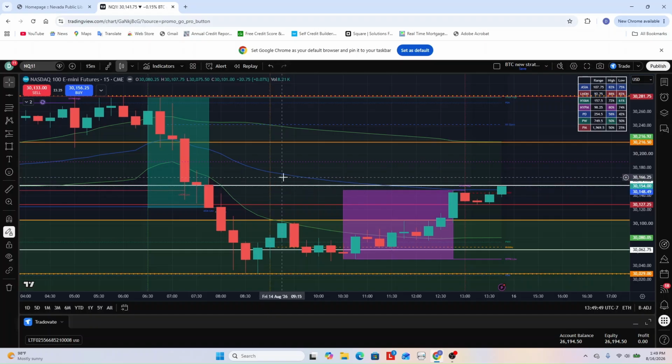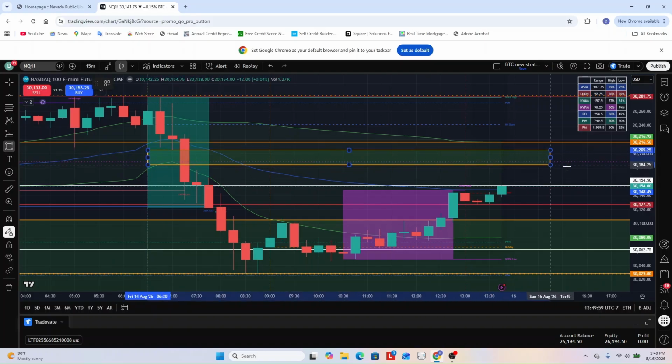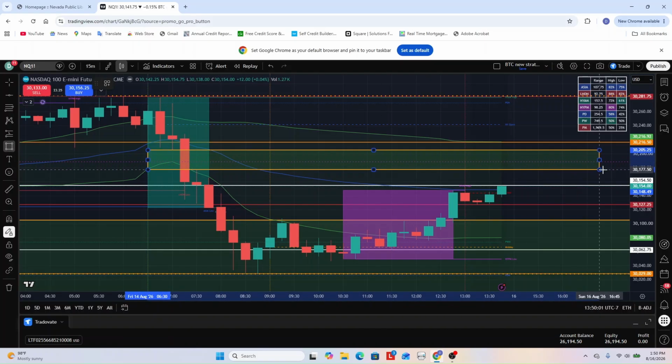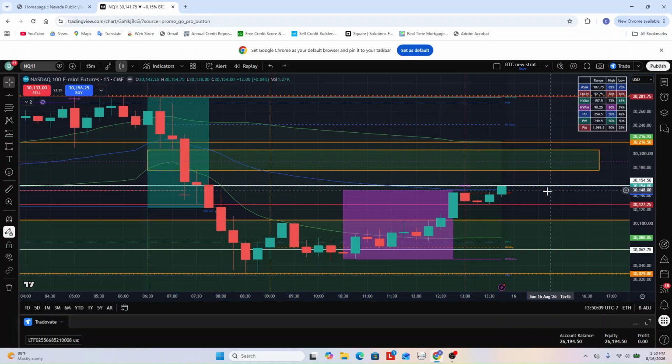So on the 15 minute, let's say it's bullish. Look at this. This is on the 15 minute. So I'm glad I decided to look at the 15 minute. This is a bearish FVG. Now, again, this is what you would consider an area of interest, right?